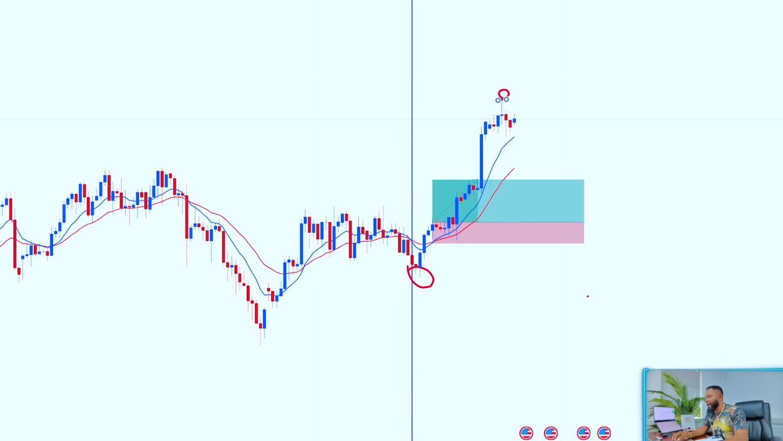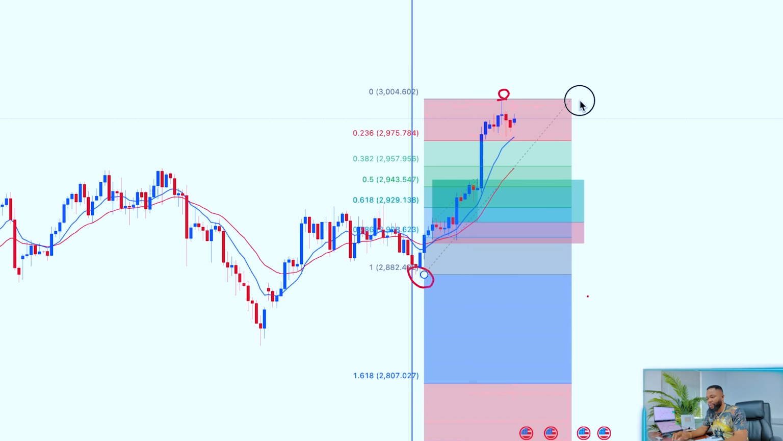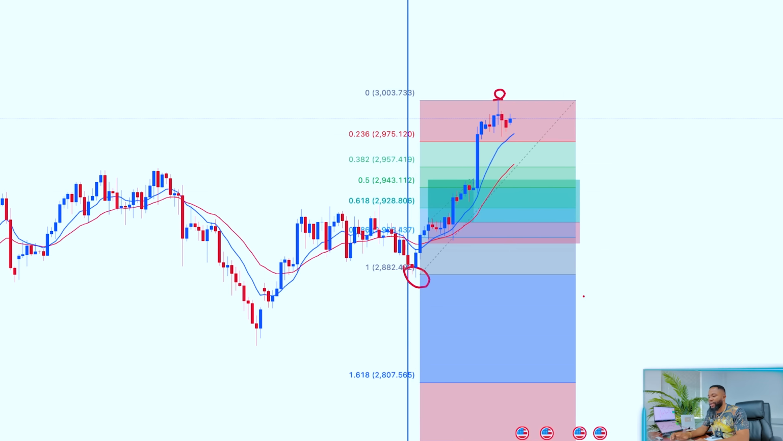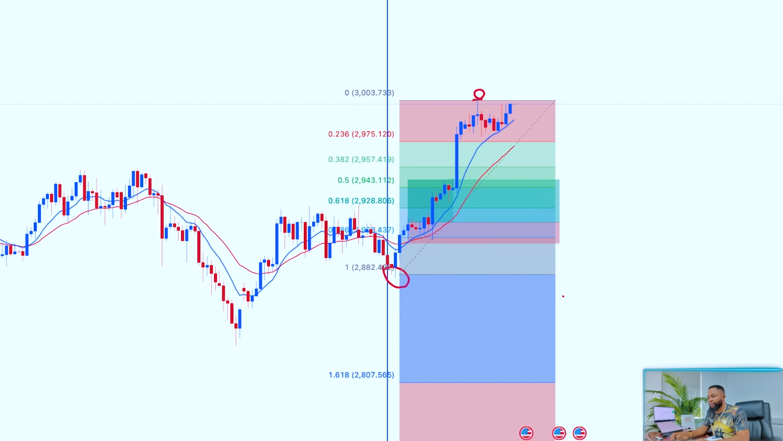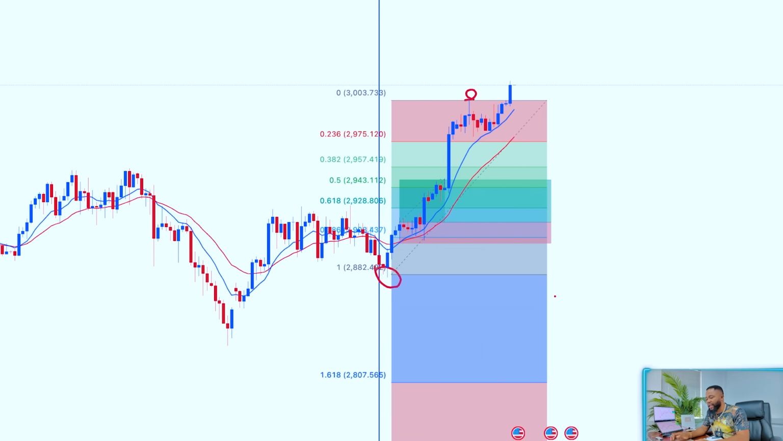Meaning if we bring in our fib from here to here, we are just waiting for the market to push back to either the 38% level, 50 or 61% level, and then close bullish for us to take another trade. So let's see if that actually happened. Okay, the market didn't push down at all. So we let the trade go.